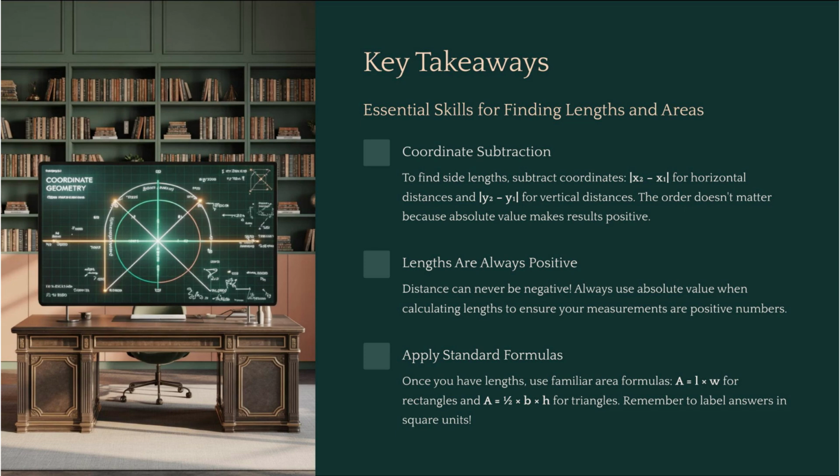Let's summarize the key points. When you're measuring lengths on the coordinate plane, you're always using subtraction, the absolute value of the change in x for horizontal distance, or the absolute value of the change in y for vertical distance. Remember, distance is always positive. And finally, always rely on the standard area formulas you know.